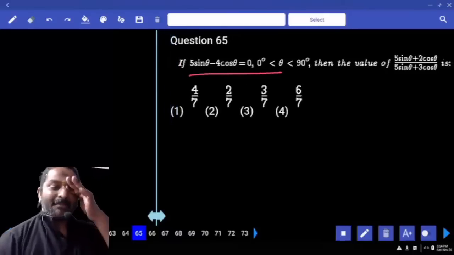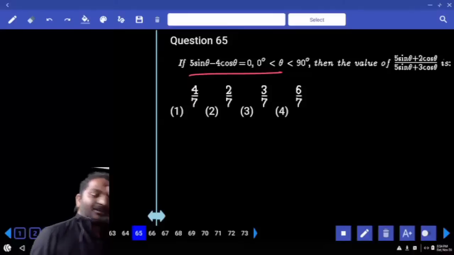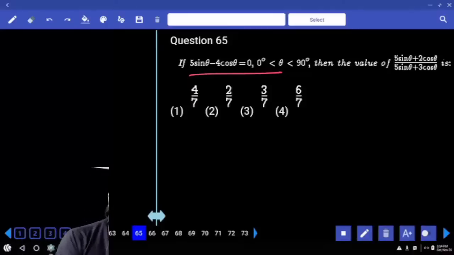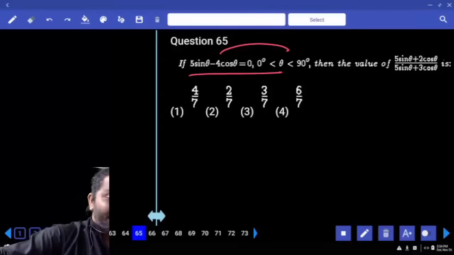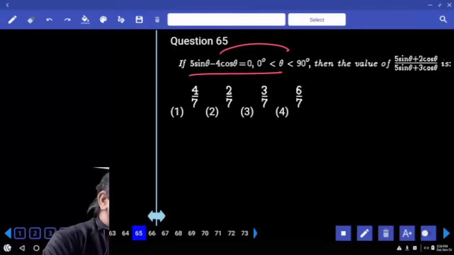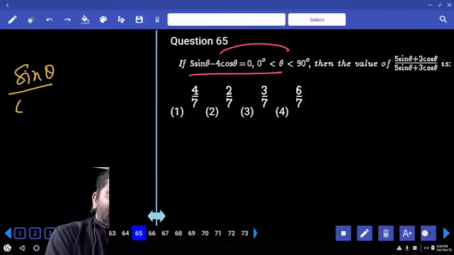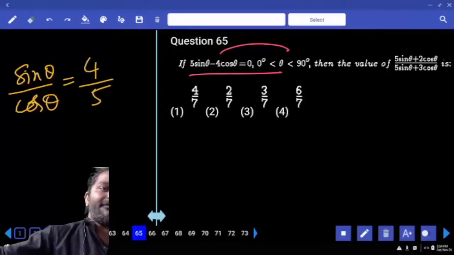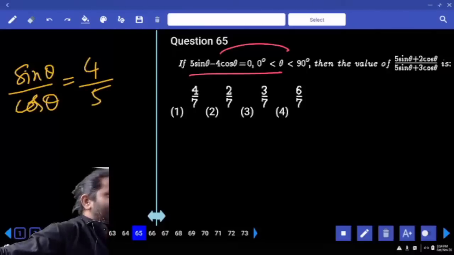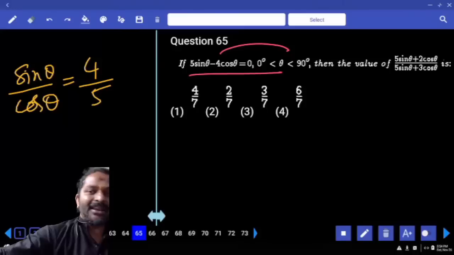5 sin theta minus 4 cos theta is equal to 0. From this, can I take minus 4 cos theta to the right hand side? From that, 5 sin theta is equal to 4 cos theta. Come on, sin theta by cos theta is equal to? 4 by 5, right. Can I take sin theta is equal to 4 parts, cos theta is equal to 5 parts? And then can I go for substitution?